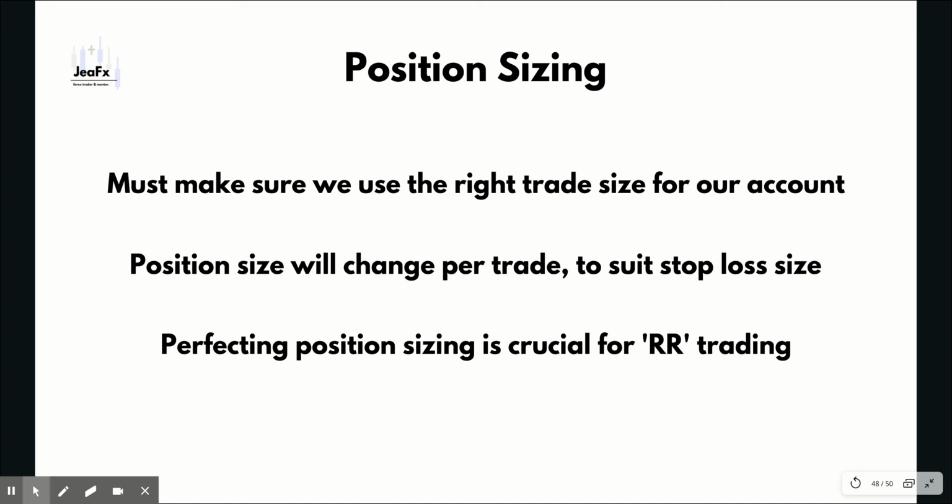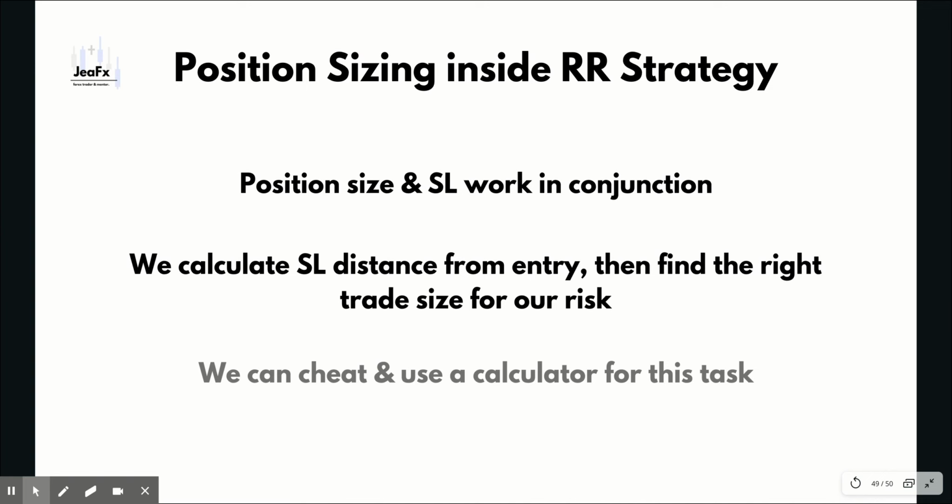Perfecting position sizing is going to be crucial for the risk-reward style of trading that we've been putting across. Inside of the risk-reward strategy, position sizing and stop losses work in conjunction for the reason I've just mentioned. We first of all plot our technical levels: our entry, our target, and our stop loss levels. And when we've determined the distance of the stop loss from the entry of our trade, we can then go ahead and find the right trade position size for our set specific risk.